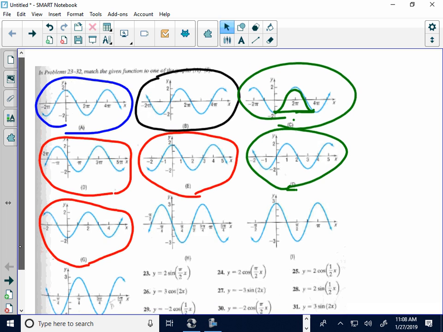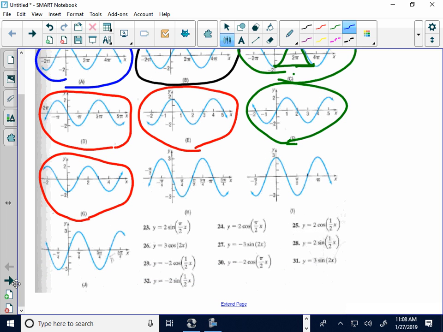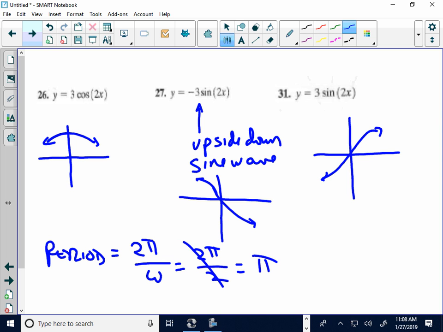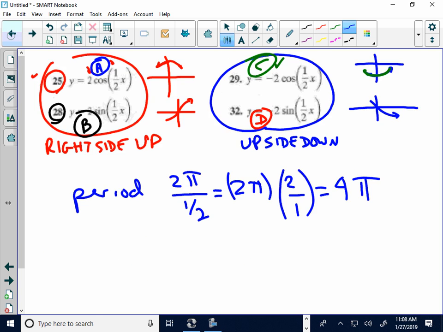And again, there's just a few choices left here. Right side up cosine, that's going to be this one. Okay, so that's choice I. Notice the period. Oh, we never did calculate the period on these. Maybe we should go back and look at those just to confirm. The period on all these is 2 pi divided by omega, which is 2 pi divided by 2, which is pi. Okay? Right, because the multiplier in the angle in all of these is 2. So yeah, period of pi, amplitude of 3, right side up, cosine, number 26.